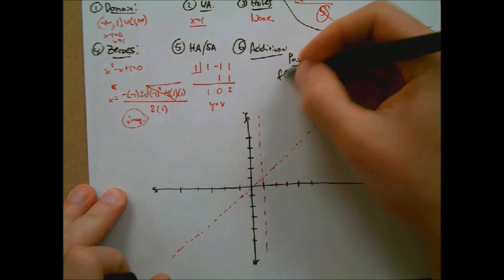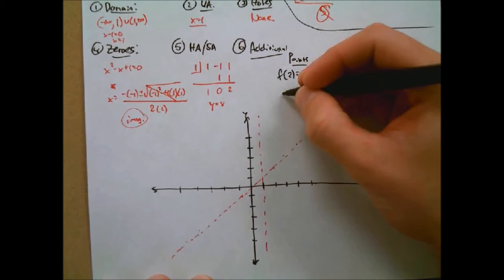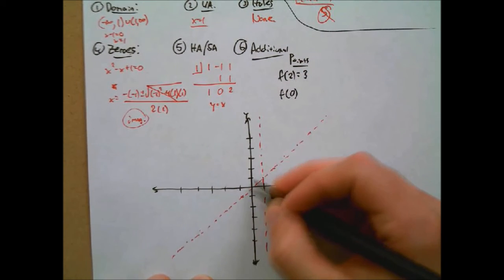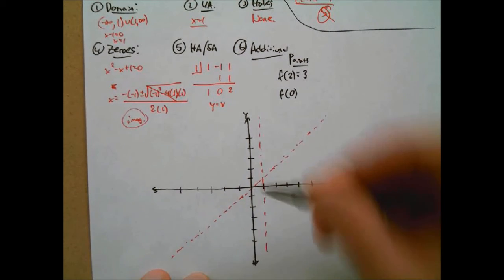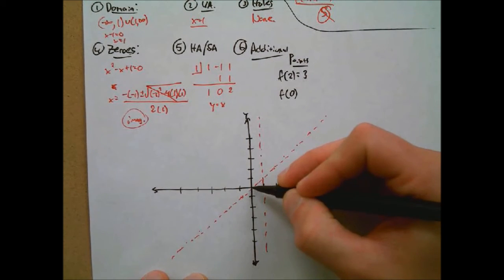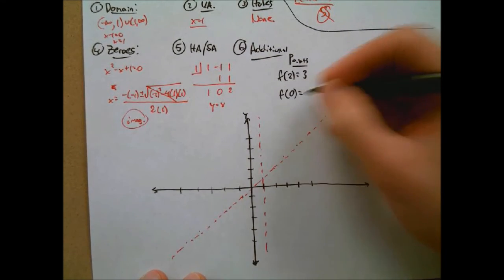I'm going to pick f of 2. F of 2, if you do the math, gives you 3. I'm going to pick f of 0 as well. You can pick a point on the slant asymptote, but it's more an x value that might not be on the slant asymptote. I'm going to pick the x coordinate of 0. It could be above or below here. That's fine, as long as it's not on that vertical asymptote. You don't want to plug in that. So I plug in 0, and I get 1 over -1, which is just -1.